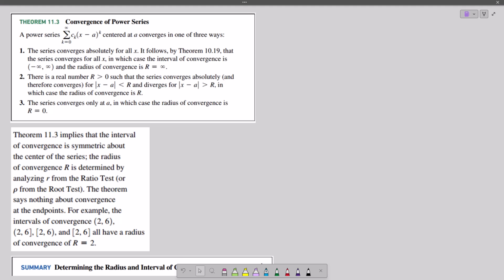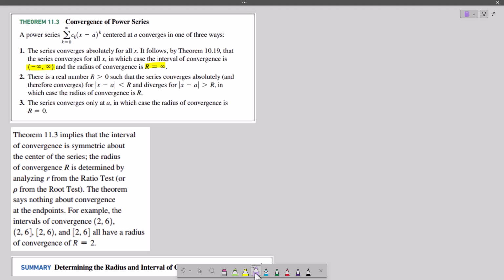So there are three things that can happen here. You can have, which we saw with sine and cosine and e to the x, an infinite interval of convergence. It can converge for every single real number. And if that's the case, we say that the radius of convergence is infinity. So if your series converges no matter what x you plug in, you've got all real numbers converging, then your interval of convergence is minus infinity to infinity. Your radius of convergence is infinite.